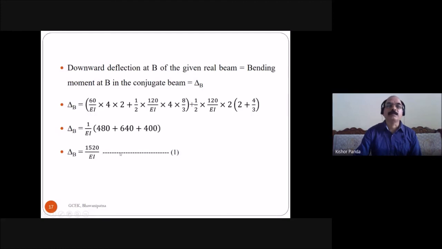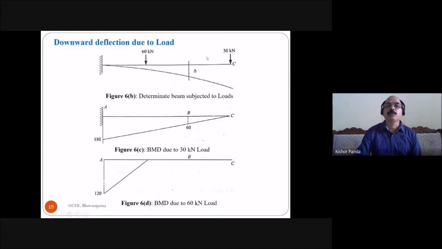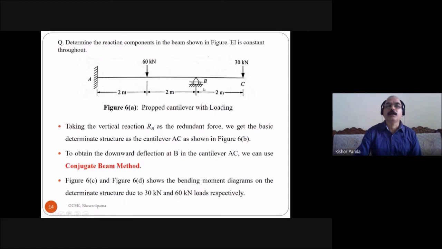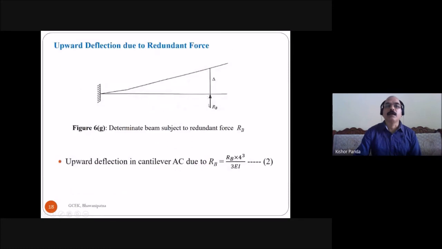Then in the next case, what you have to do? You have to remove the loading, and due to this redundant force, find out the vertical deflection at B. This is the vertical upward deflection due to the redundant force.